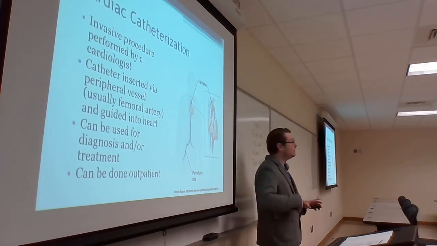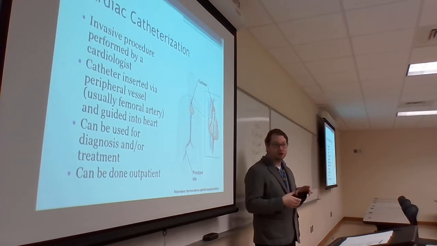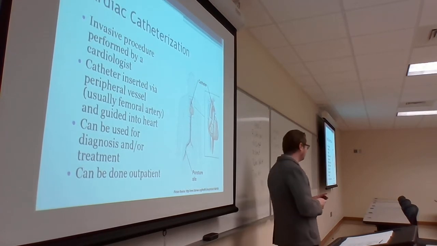So they'll go in through the fem. You go all the way up to the heart. They can inject the dye and then watch how the dye spreads, right, and determine if there are blockages. So really helpful for that.